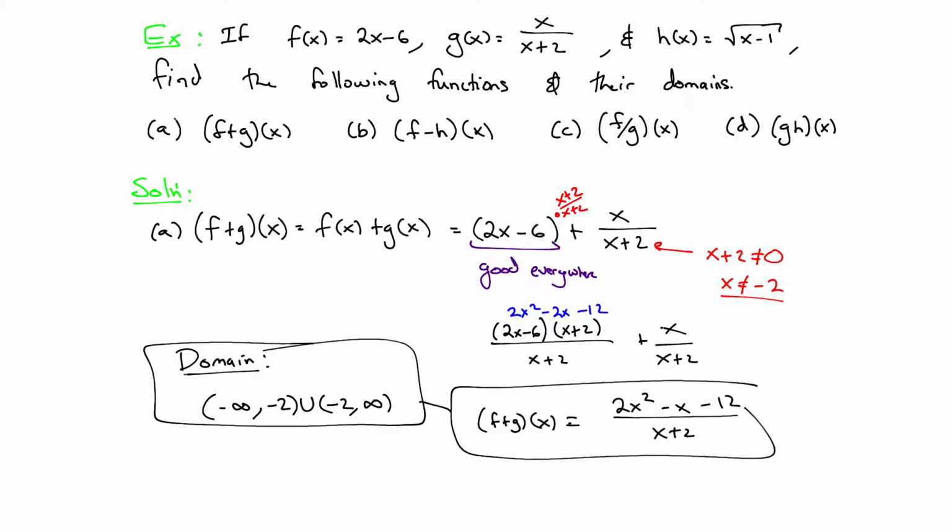And that's our answer. The reason why it's minus x is because when we add the x, this negative 2x plus x becomes a negative 1x, and then we stick out that minus 12 and that 2x squared. And so that's the simplified version, and that's our domain. So you first find the domain, then simplify. Okay?